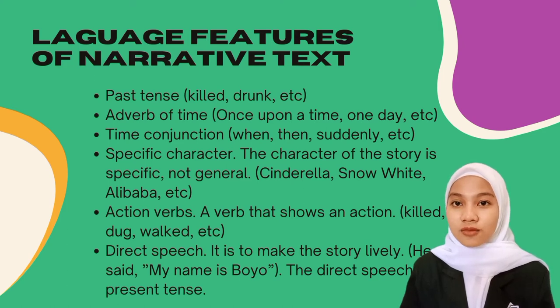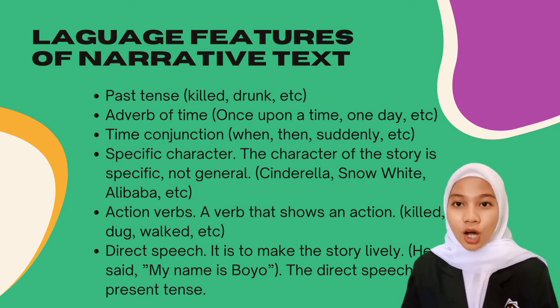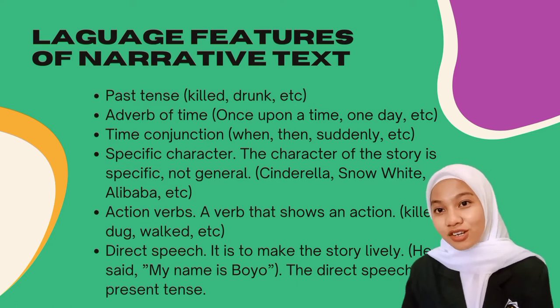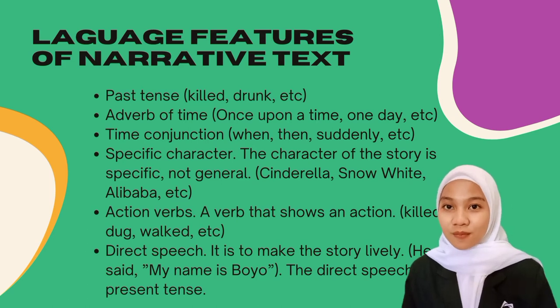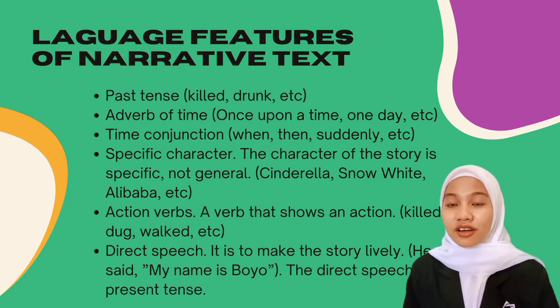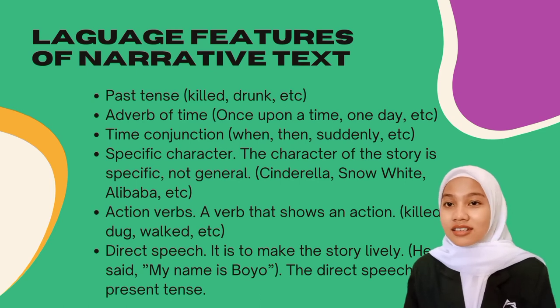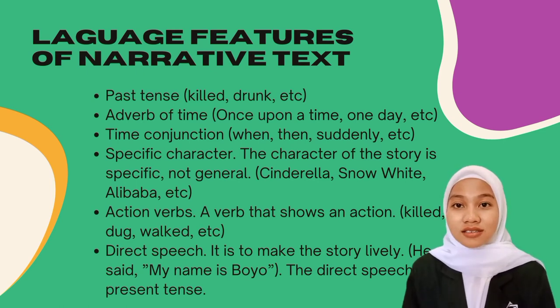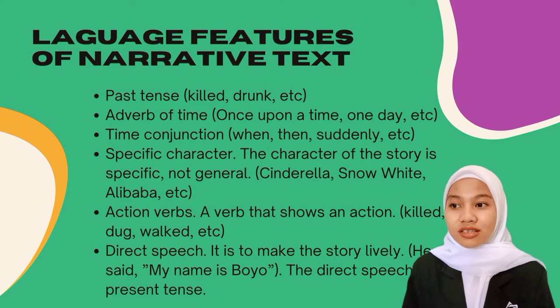And how about the adverb of time? It is like the phrase that comes in the first line, like once upon a time there was a, or one day. So it is called adverb of time. And this is the most characteristic of narrative text. And time conjunction is like when, then, suddenly, and so on. How about the specific character? The specific character is when the writer talks about the subject directly.